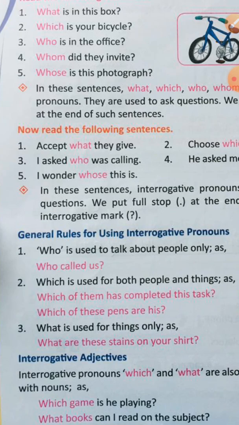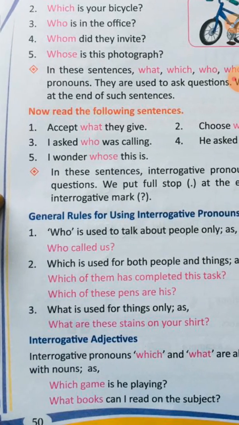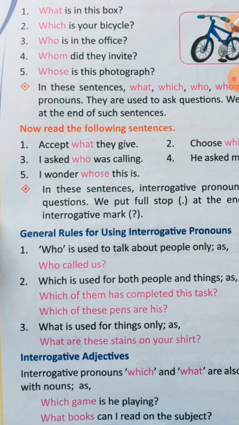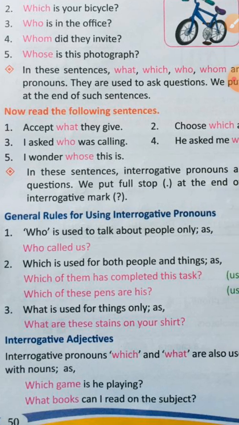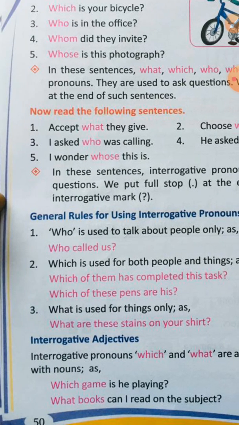We put the question mark at the end of such sentences. Sometimes we put a full stop also at the end of such sentences, not a question mark. For example, I asked who was calling, full stop. Now general rules for using interrogative pronouns: who is used to talk about people only, which is used for both people and things, then what is used for things only, as in what are these stains on your shirt, for example.